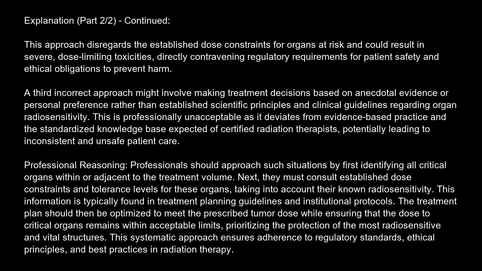Next, they must consult established dose constraints and tolerance levels for these organs, taking into account their known radiosensitivity. This information is typically found in treatment planning guidelines and institutional protocols. The treatment plan should then be optimized to meet the prescribed tumor dose, while ensuring that the dose to critical organs remains within acceptable limits, prioritizing the protection of the most radiosensitive and vital structures. This systematic approach ensures adherence to regulatory standards, ethical principles, and best practices in radiation therapy.